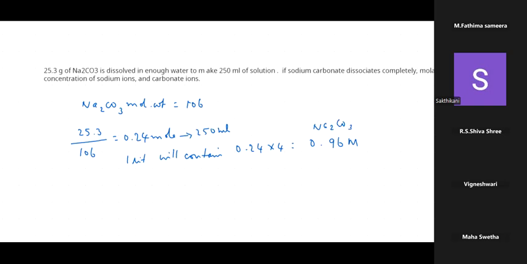If you take the sodium plus ion only, sodium carbonate gives 2 sodium plus ions. Therefore, it will be 2 into 0.96 molar sodium plus ion solution. It is 1.92 molar sodium plus ion solution. Carbonate is 0.96 molar carbonate ion solution.